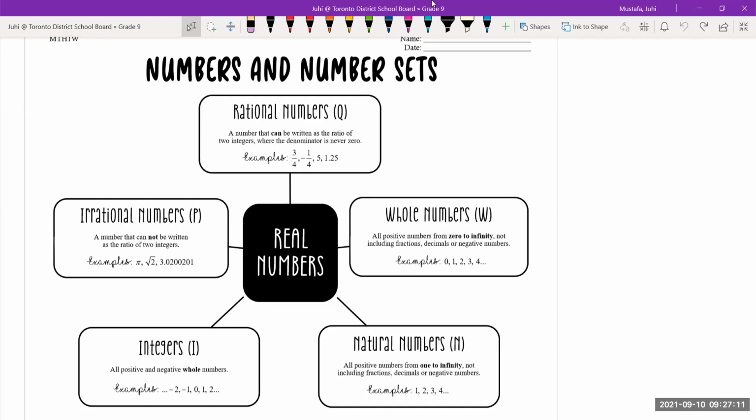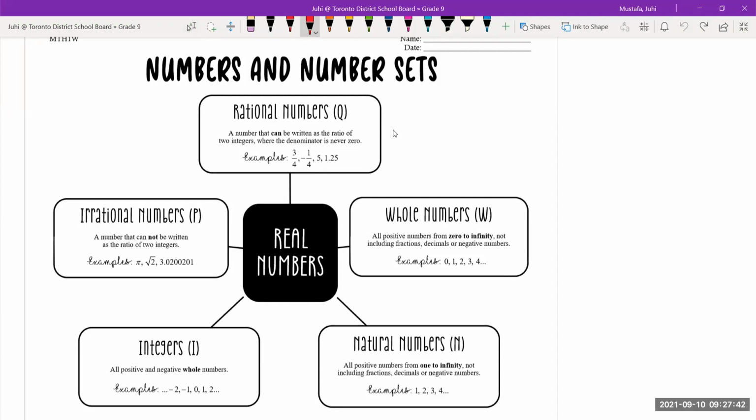So if you take a look at the very top box, it says rational numbers, and that is given a symbol of Q. Whenever you see the symbol Q, you're talking about a rational number. And a rational number is basically a number that can be written as the ratio of 2 integers where the denominator is never 0. What does that mean exactly? It means that every single rational number can be written as a fraction, like 3/4, -1/4, 5.